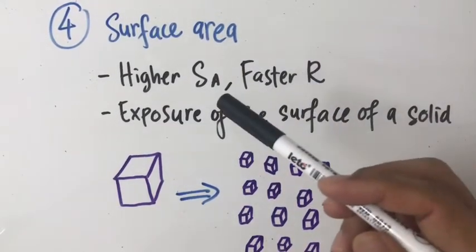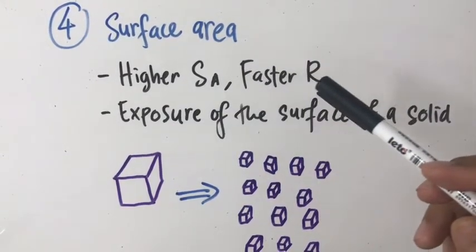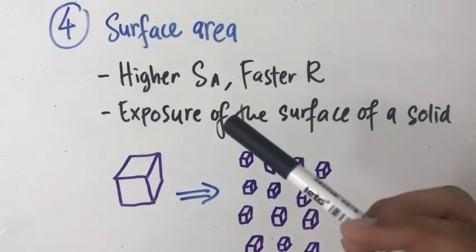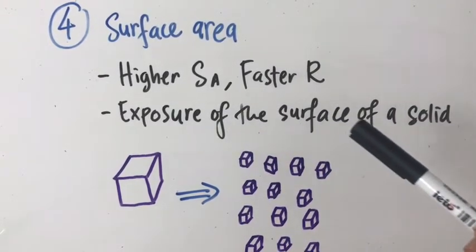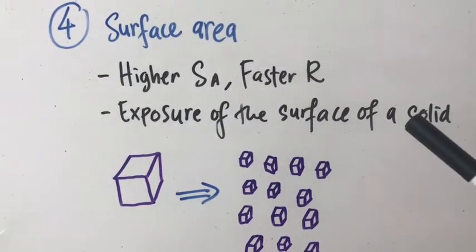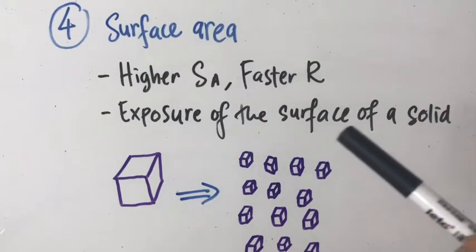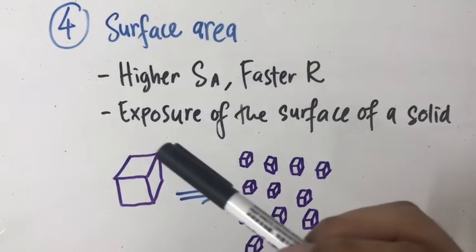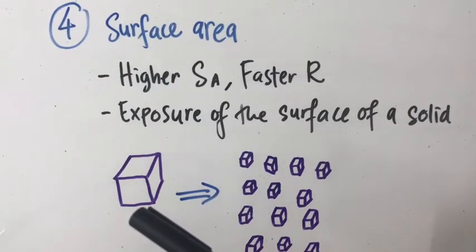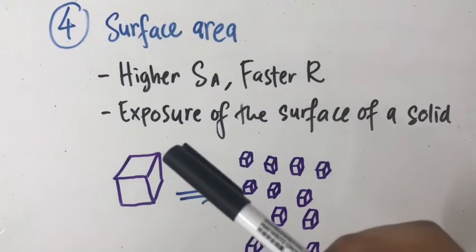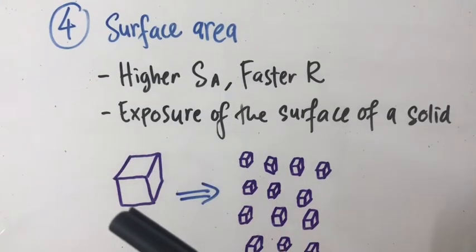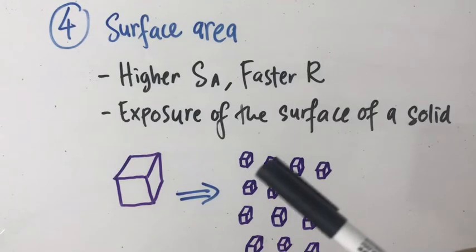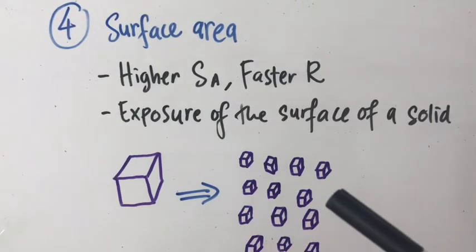At higher surface area, there will be faster rate of reactions, meaning that the exposure of the surface of a solid reactant can influence the rate of reactions. Let's say here when we have a single large cube reactant, we consider this as small surface area. But when we maximize the surface area by crushing this large cube into pieces, there will be higher surface area.